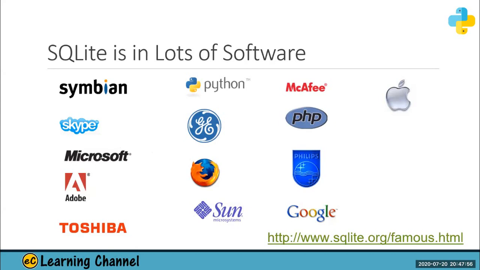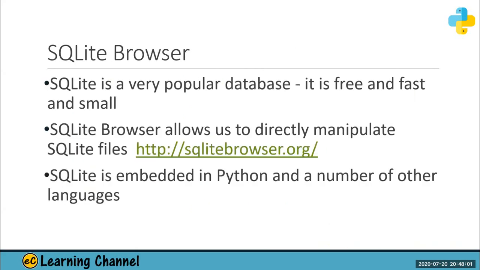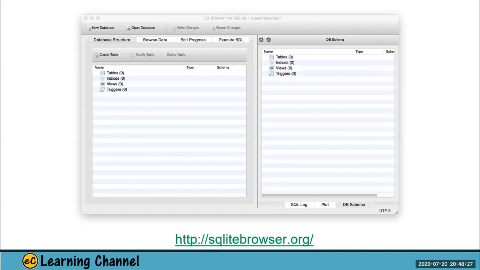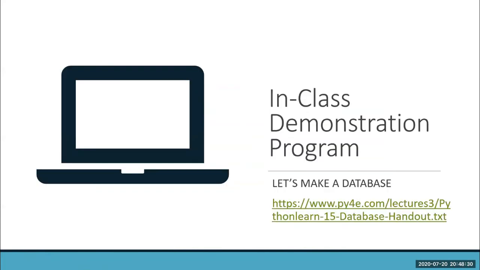I think every company, when they develop their database product, will consider SQLite first. So SQLite is a very popular database. It's free, it's fast, it's small, and it doesn't need any server at all. And SQLite is embedded in Python, so there's no pip install to be done. SQLite is already in your Python. Then you can download this file.